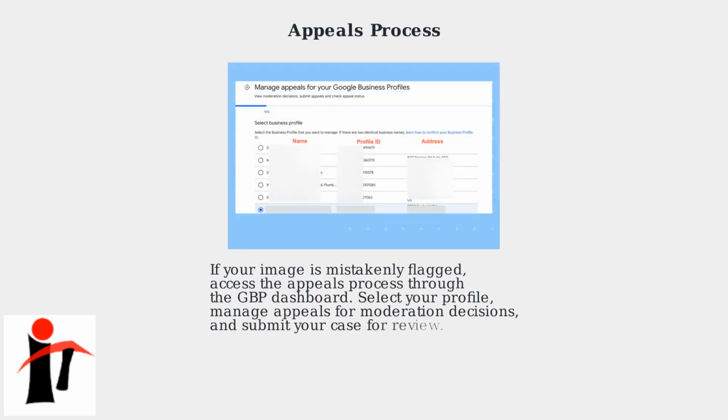If you believe your image was flagged in error, you can appeal the decision through the Google Business Profile dashboard. Navigate to your Business Profiles list, select the affected profile, and look for the Appeals option under Moderation Decisions. Provide details about why you believe the flagging was incorrect, and Google will review your case. Successful appeals can restore your image and prevent future issues.